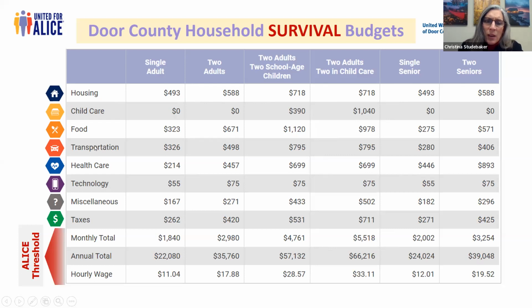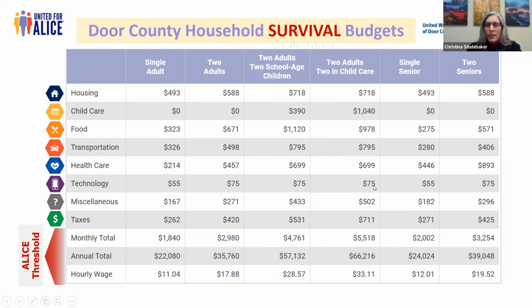And based on all of the presentations that I've given and talking to people, at least when it comes to housing, we think that they've underestimated the cost of housing in Door County. So these truly are the minimum budgets needed to survive.